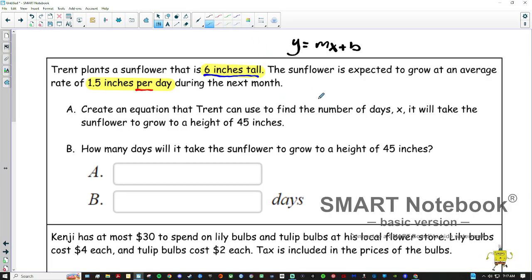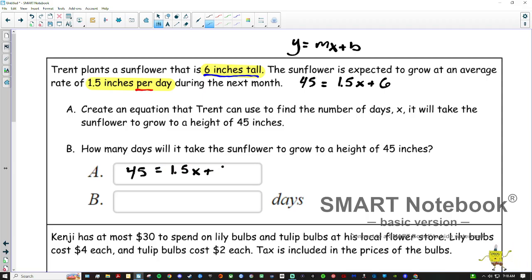inches tall. So our equation is going to be y equals 1.5x plus 6. Okay, and it says to create an equation where x is days, and we want to know when it'll grow to a total of 45 inches. So we're going to replace our y and put in our 45. So here is our equation that will help us find its height.